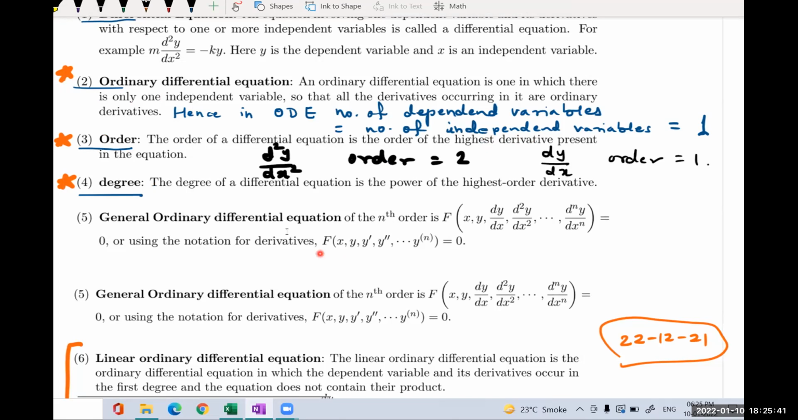Now what do you mean by degree of the differential equation? It is the power of the highest order derivative. So if I have a term something like (dy/dx) whole squared, this is first order and its power is 2. So the degree of the differential equation is 2.